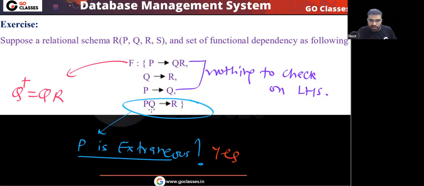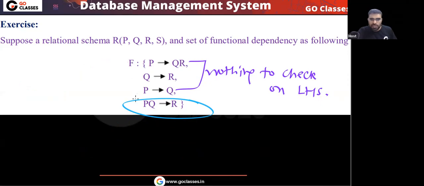So you can notice that, can I say that this Q determines R? Because this Q can determine R, I can say this P is extra. Is this clear? So this P is extra. Let me know.